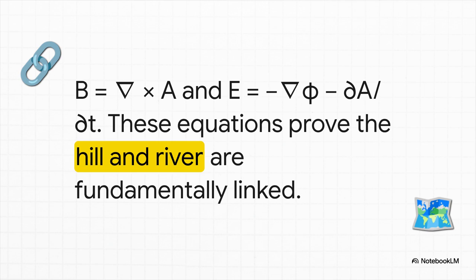Okay, now don't let these symbols freak you out. We're not about to do a math class, I promise. Let's just focus on the story they're telling. This is like the secret code that connects our entire invisible landscape. The first rule tells us how the magnetic river gets its shape and flow. But that second one, that's the real game changer. It shows that the electric hill and the magnetic river are totally connected. A change in one directly causes a change in the other. It's one single, interconnected system.